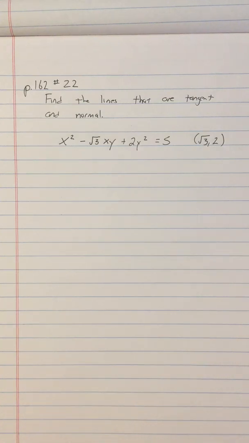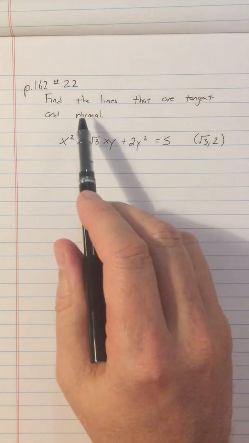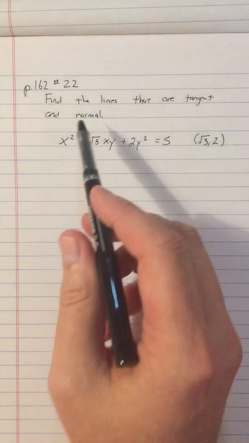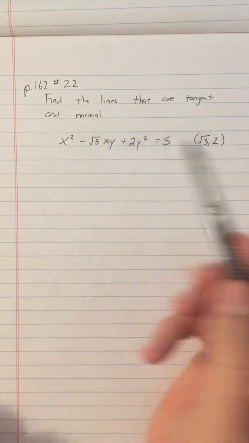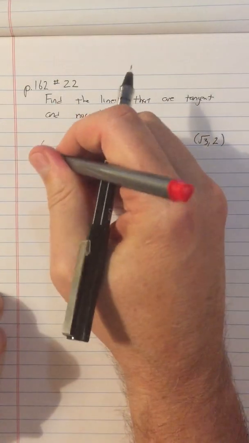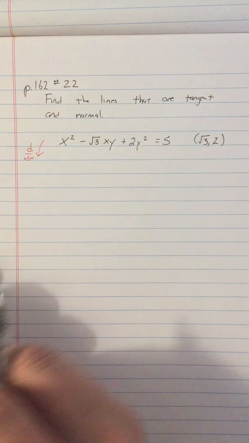So for number 22 in this set, we are asked to find the lines that are tangent and normal to the curve at the given point. So if we want to find the equations that are tangent and normal, we've got to start by finding the derivative. So step 1, derivative with respect to x on both sides.